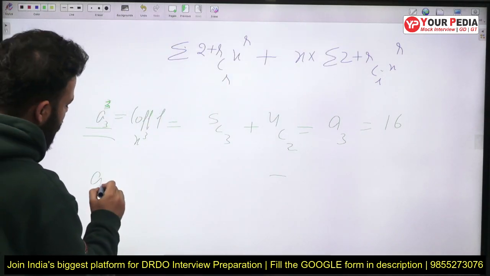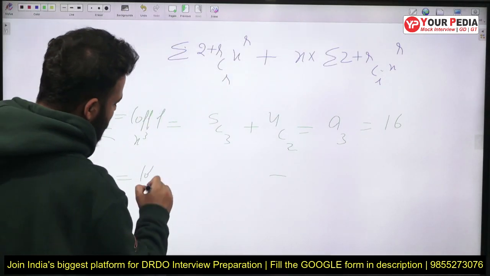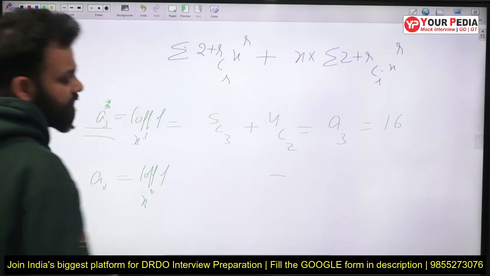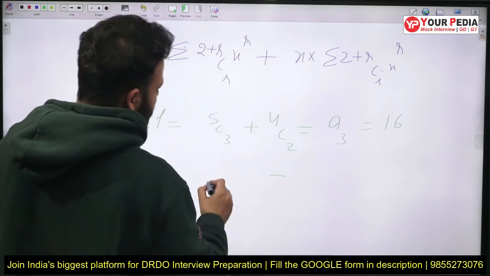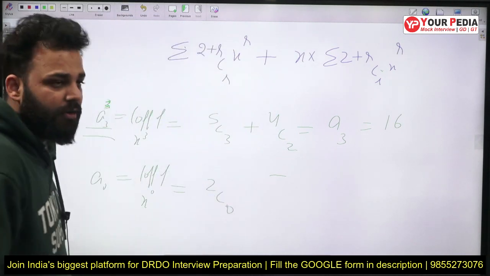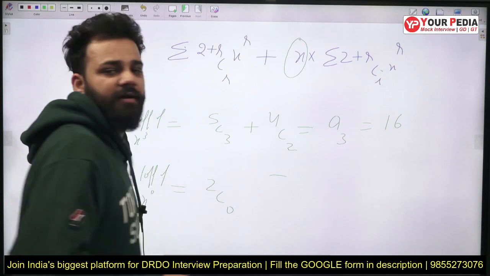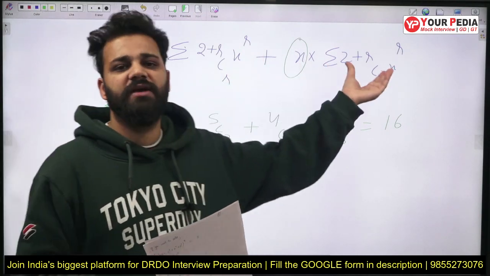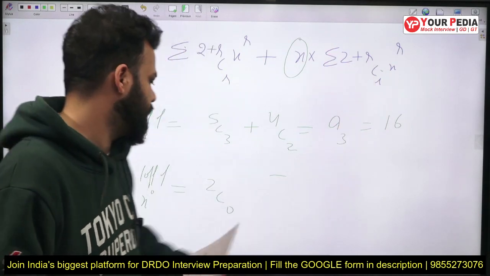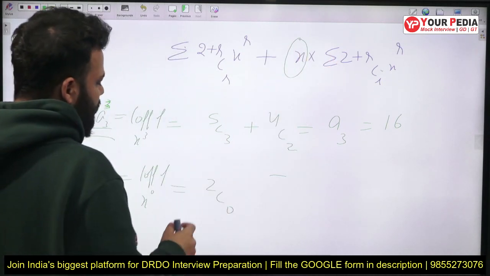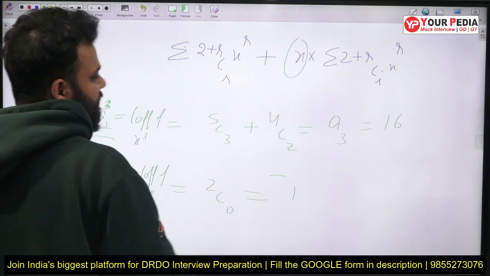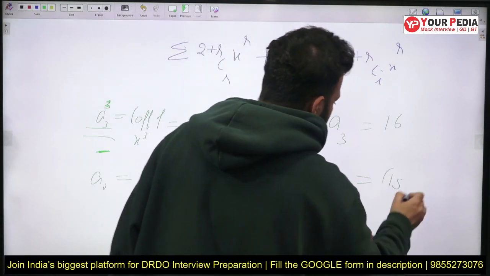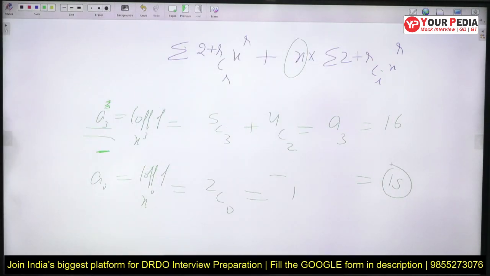And if you want to find out a0, it is nothing but the coefficient of x raised to power 0 in this. So for the coefficient of x raised to power 0, the r value will be 0, so it is nothing but 2c0. Now x is already here, so it will not be giving you x raised to power 0 in any case, so you will not get any coefficient from this. So 2c0 is nothing but 1, so we have to find a3 minus a0, so 16 minus 1 is equal to 15.